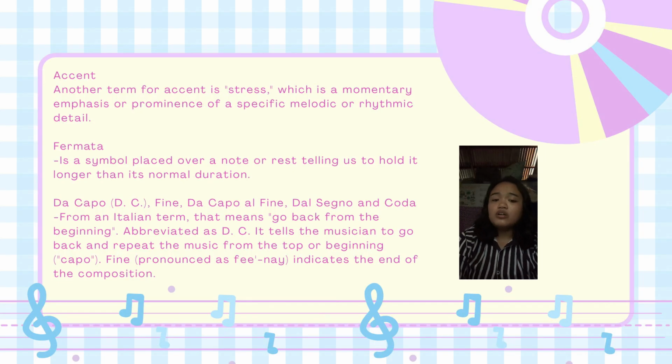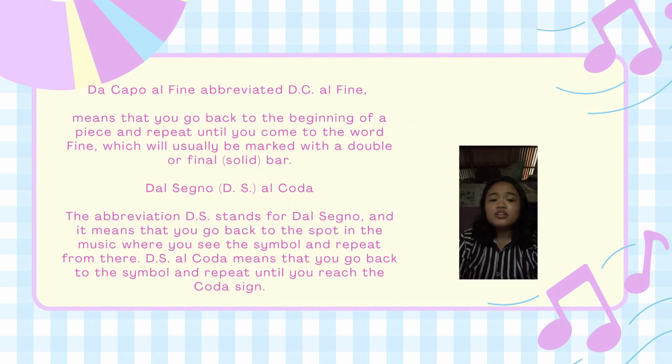The end of the song does not necessarily mean the last section. It could go back to the first section and end there, or at the next section. The da capo al fine, abbreviated DC al fine, means that you go back to the beginning of a piece and repeat until you come to the word fine, which will usually be marked with a double or final or solid bar.